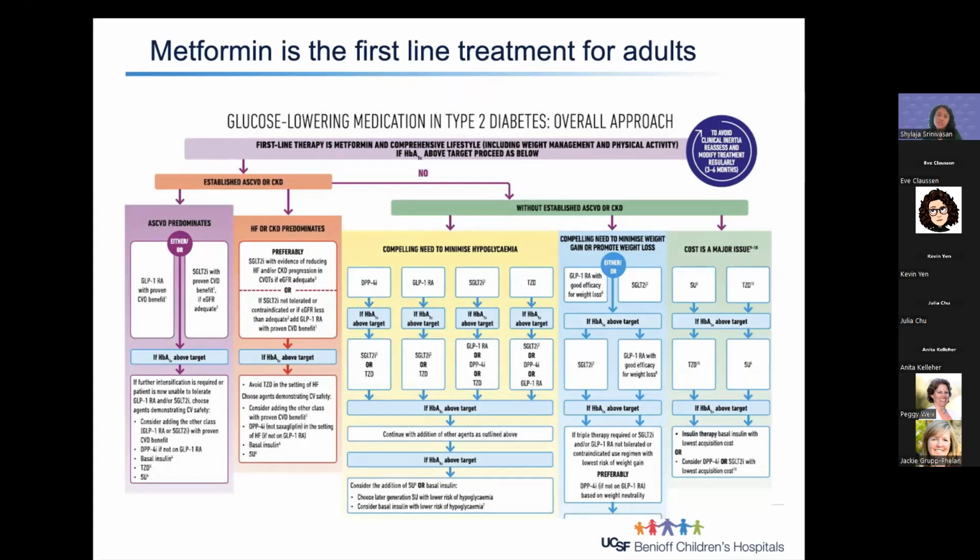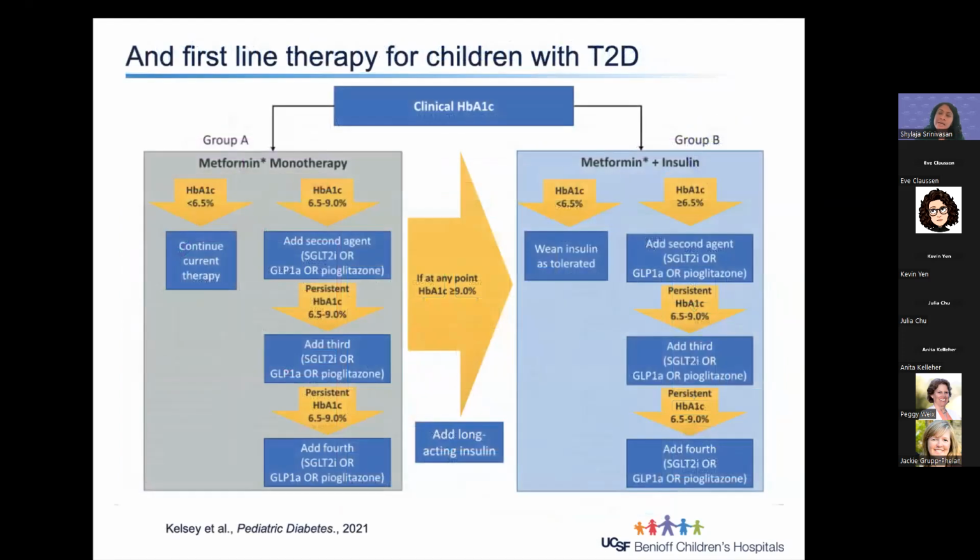So it's the foundation of diabetes treatment, likely because it is cheap, well-tolerated, effective, and is thought to have benefits that extend beyond just glycemia. So it's been shown to have cardiovascular benefit, and metformin also has been shown to have non-diabetes related benefits. And again, in children as well, metformin is our first-line therapy.